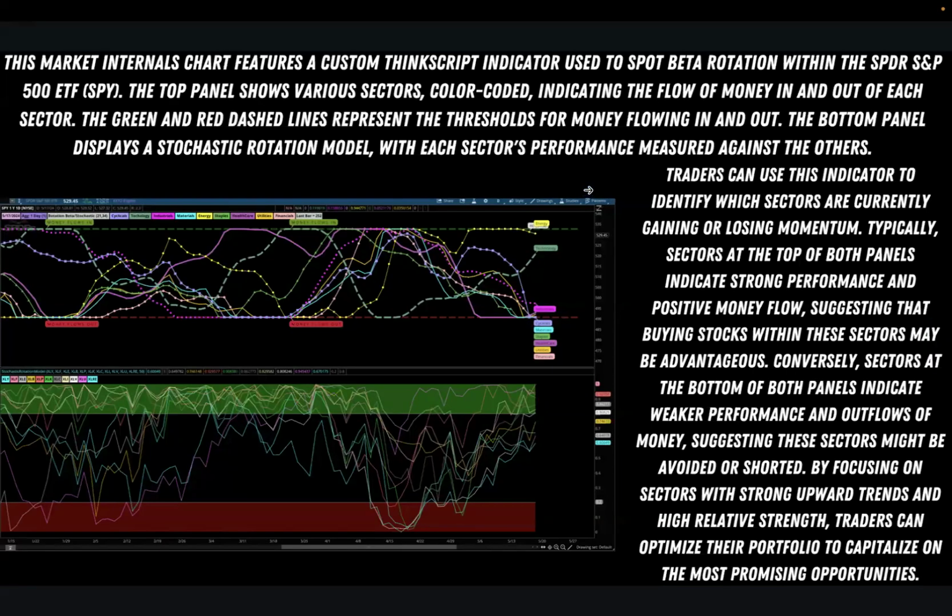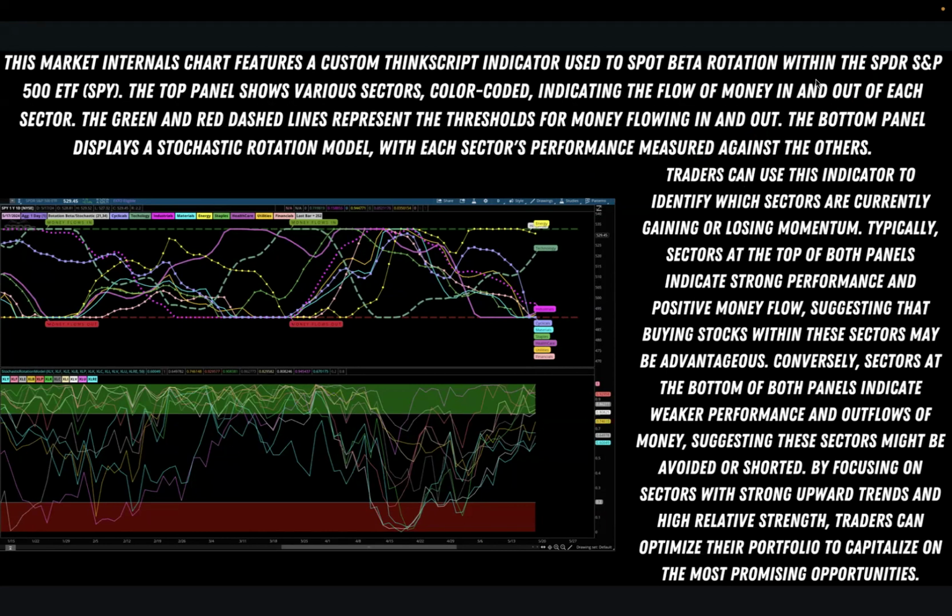Now, this market internals chart features a custom thinkscript indicator used to spot beta rotation within the S&P 500. Now, the top panel shows various sectors color-coded, indicating the flow of money in and out of each sector. The green and red dashed lines represent thresholds for money flowing in and out. The bottom panel displays a stochastic rotation model with each sector's performance measured against the others.